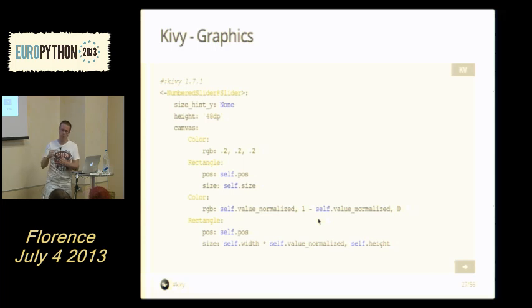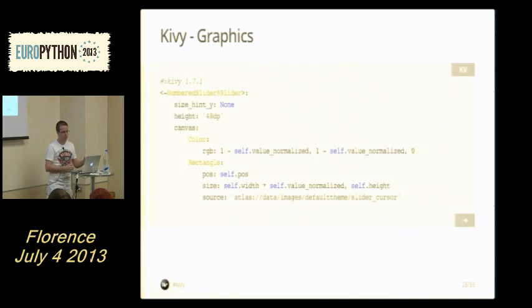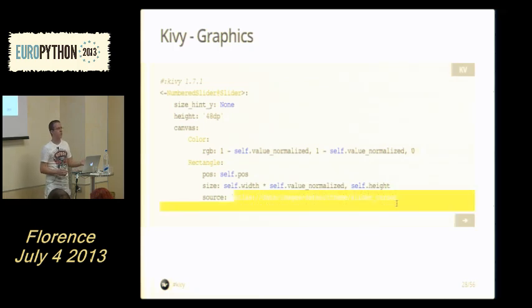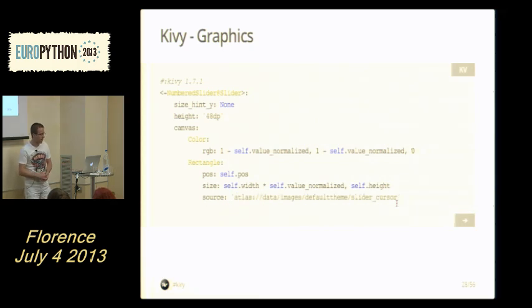So I will go one step further. Okay, this is a rectangle, and I want to use images. The rectangle instruction, you can set the texture, a real OpenGL texture, to it. Or you can just say what the source is, what kind of image I want to put in it. Okay, but look, it's not a PNG. It's not a JPEG. What is an atlas?